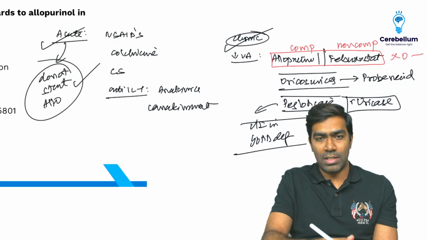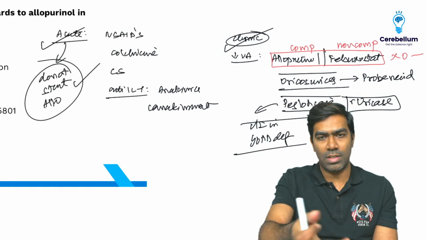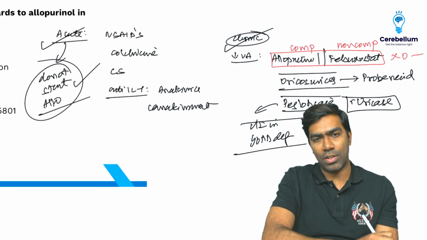If the patient is already taking allopurinol, you can continue. That's not a problem. If I'm already taking allopurinol and I'm getting an acute gout, just continue. But don't start for the first time if the patient is presenting with acute gout. Very, very important point.